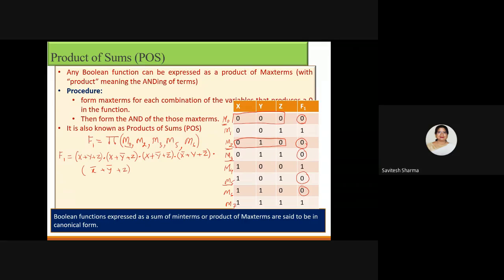This is the final Boolean expression for this truth table, and it is in the POS form because you are taking the product of all the sums. These are the max terms, and you are taking the product. That's why I am saying product of sums. Again I am repeating the steps: identify the combinations where the output is 0, list all the max terms, convert them into sums, and then take the product.